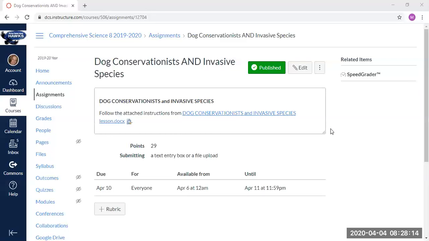Let me go ahead and get the screen share ready for you. What I need you to do is open this assignment in Canvas. It's called Dog Conservationist and Invasive Species. And then just quickly click on the link, Dog Conservationist and Invasive Species lesson.doc.